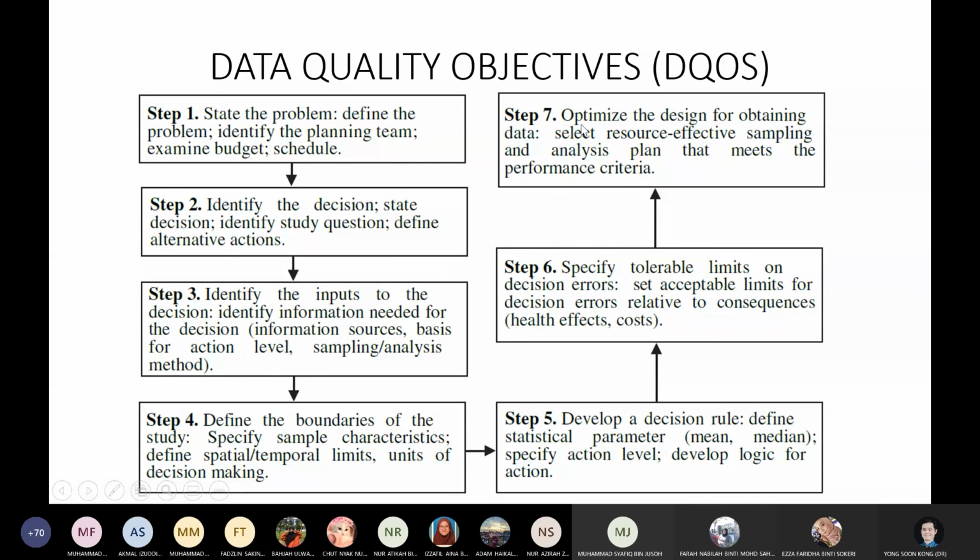Okay, so last step, optimize the design for obtaining data. Select resource effective sampling and analysis plan that meets the performance criteria. I would say step number 7 would be the suggestion part. Once you have selected a method that you want to use to collect samples and to analyze, for sure at the end of it you're going to see some limitation.